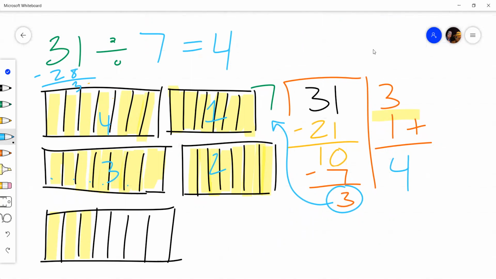And again, here's our fraction. We have 4 with a remainder of 3 out of 7, or 4 3/7. Huh, this is so cool. I actually think this is so awesome. It excites me.